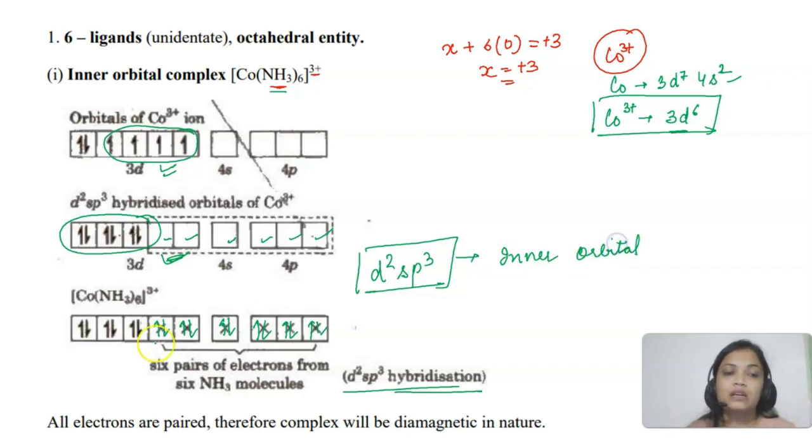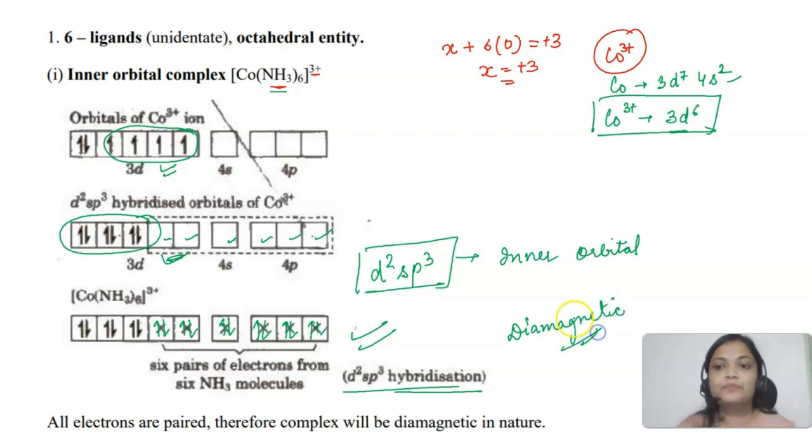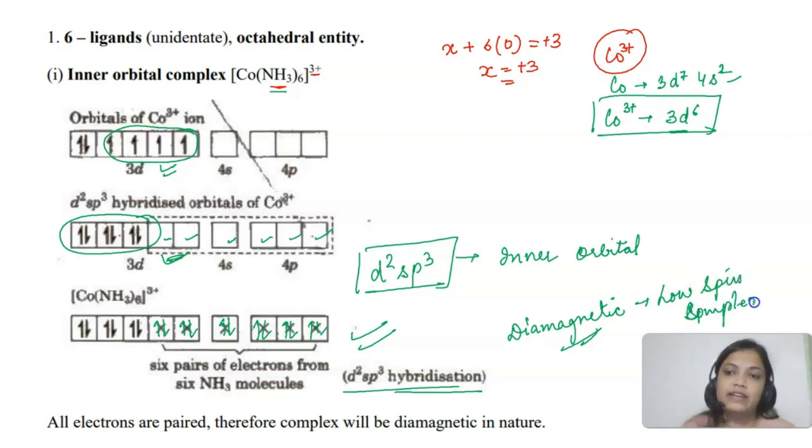Now if we talk about magnetic behavior, you can see in this complex all electrons are paired. Okay, all the electrons are paired, so that is why it will be diamagnetic in nature. So it's a low spin complex. We will also call it a low spin complex. Okay. So strong field ligands usually form low spin complexes.